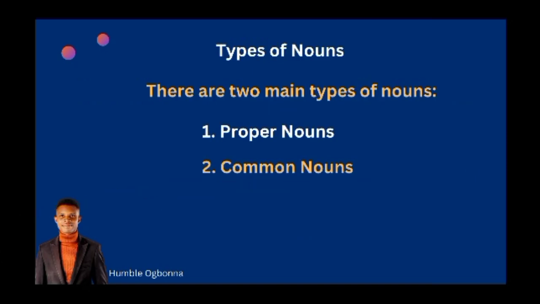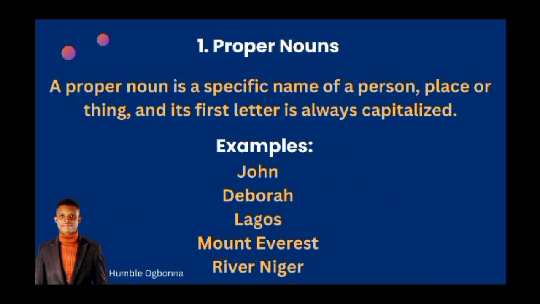Types of nouns. There are two main types of nouns. We have the proper nouns and the common nouns. Let us start with the proper nouns. What is a proper noun? A proper noun is a specific name of a person, a specific name of a place, or a specific name of a thing. And its first letter is always capitalized. That means anywhere that proper nouns occur in a sentence, you must start that word with a capital letter.